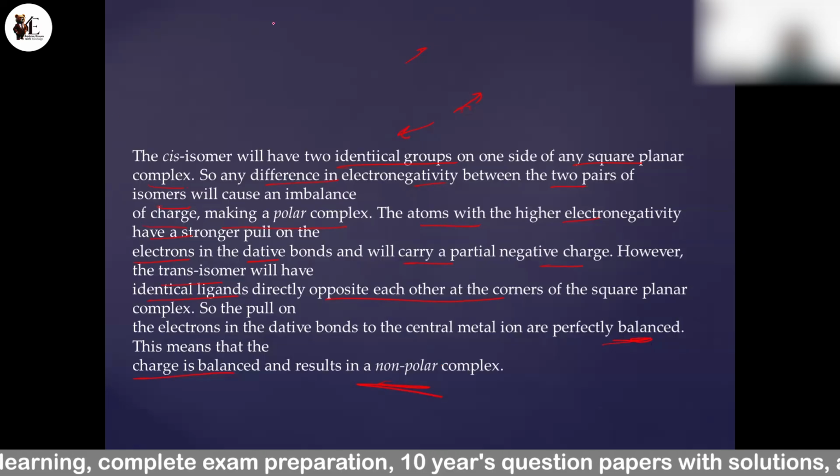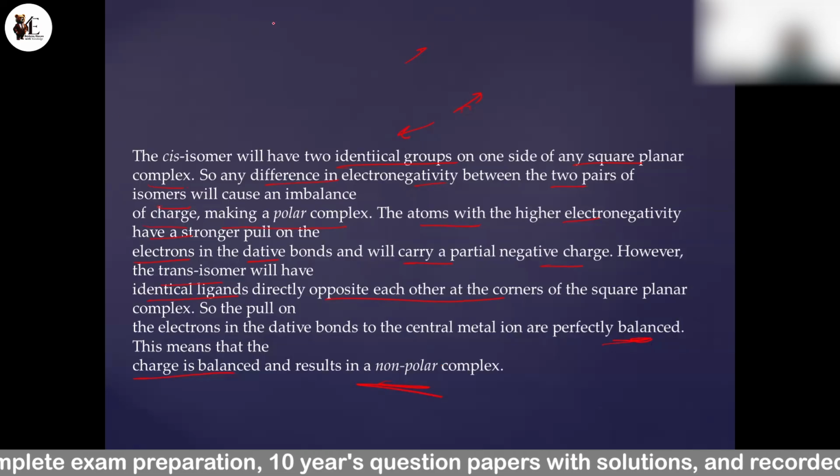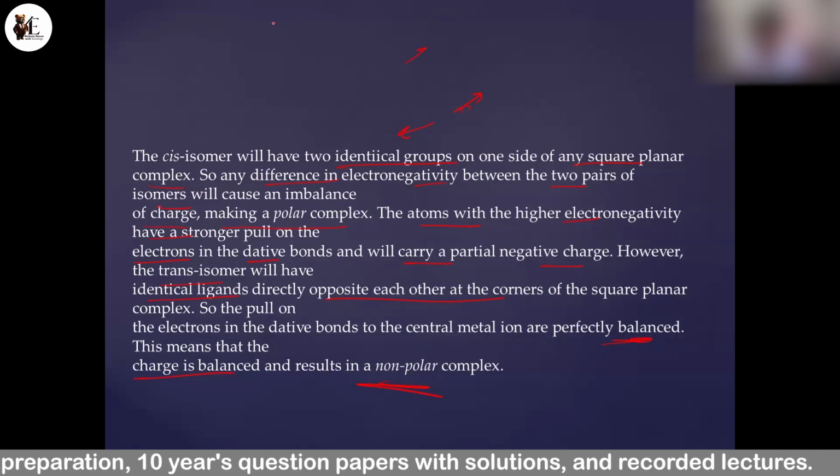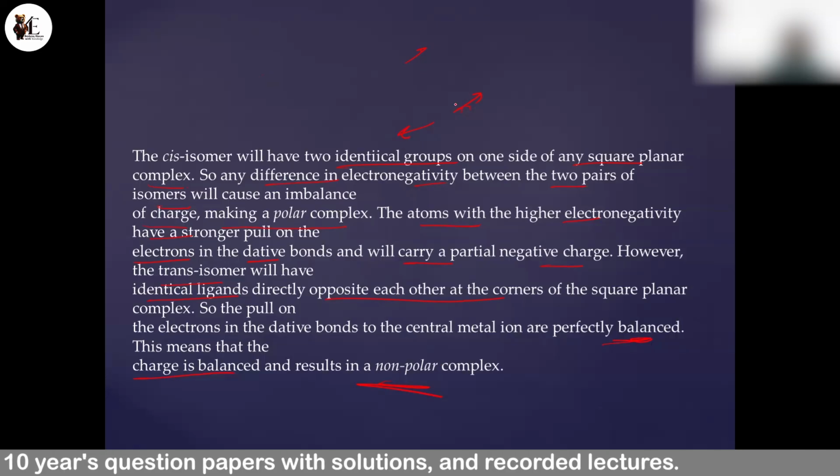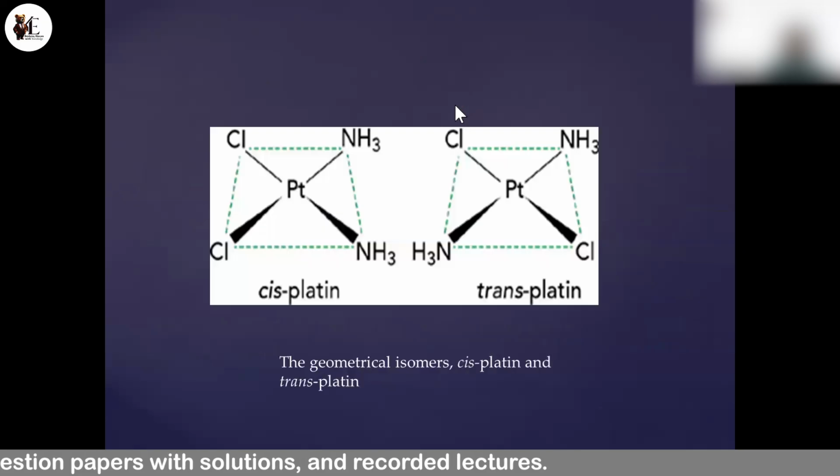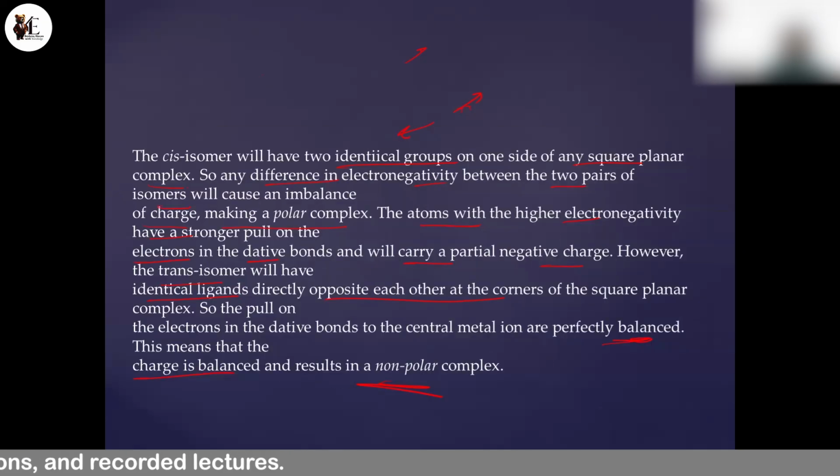So, this slide, have we discussed it in the last class? No, ma'am. So write it down where you have made these structures of cisplatin and transplatin. You have to write down in this page only.